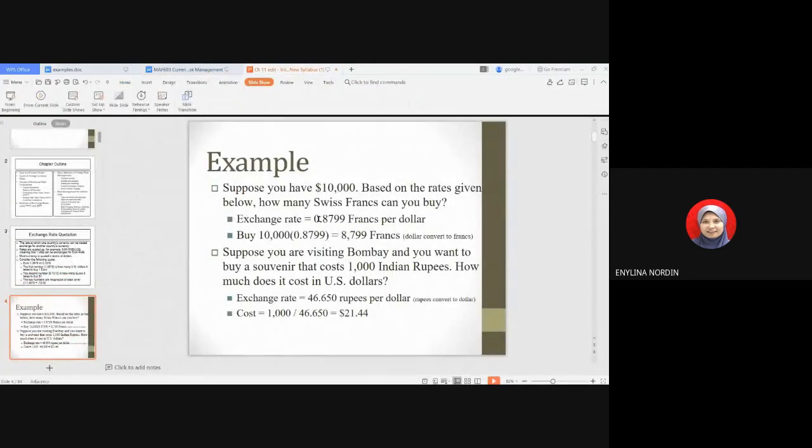Let's say you have $10,000, based on the rates given here. You want to convert the US dollar into Swiss franc. How much can you get in Swiss franc? If you use the exchange rate of the Swiss franc against the US dollar, which is equal to 0.8799 franc per dollar, that means if you have $10,000, you are going to get 8,799 francs. Make sure you know how to calculate.